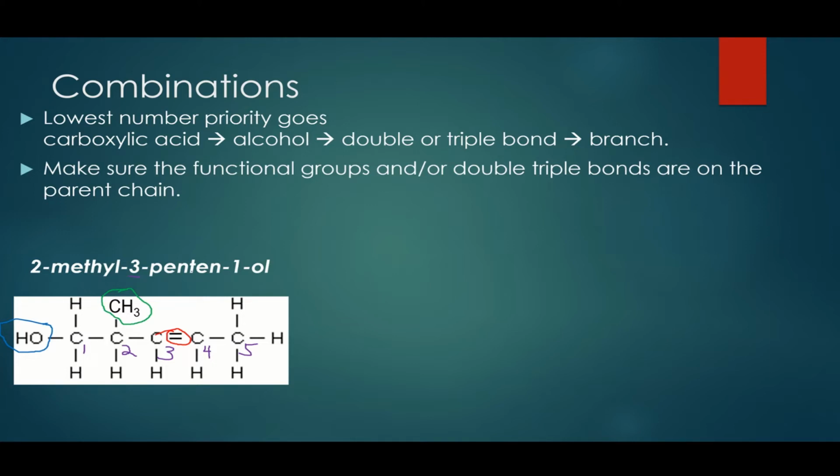3-pentene, the 3 belongs to the E and E. So that double bond starts on the third carbon. So 3-pentene, and then kind of weird, but to make sure we identify where the alcohol is. Again, that alcohol could be in a lot of different places here. To identify where that alcohol is, we put the number before the OL. So pentan-1-ol. 2-methyl-3-pentene-1-ol.